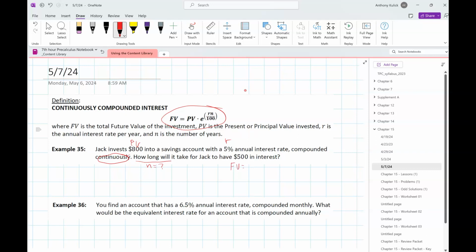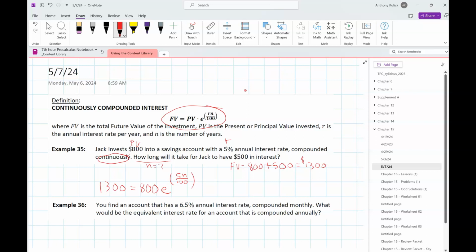What is that $500? It says $500 in interest, right? What is the future value then? 800 plus 500, or $1,300. So far, so good? All right, let's plug it into the formula. So I have 1,300 equals 800 e to the 5n over 100.